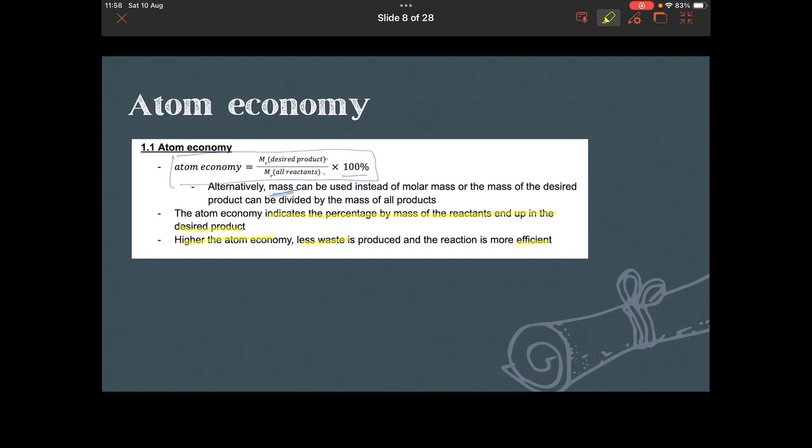In the next video, we are going to be looking at topic 1.2, which is the mole concept.